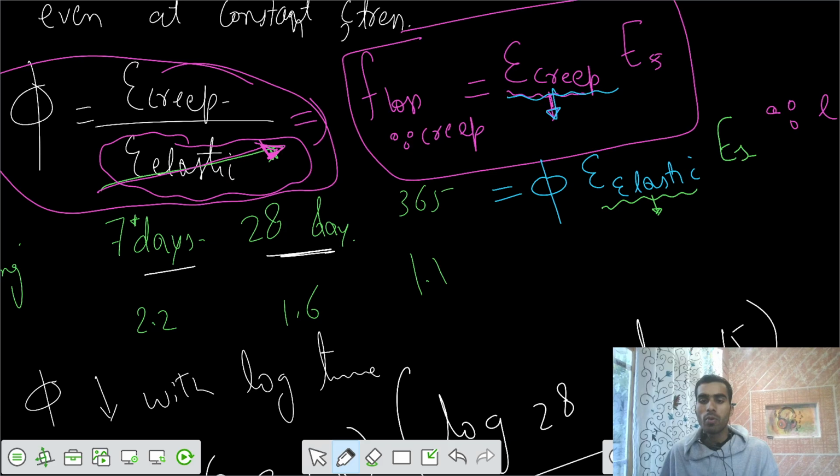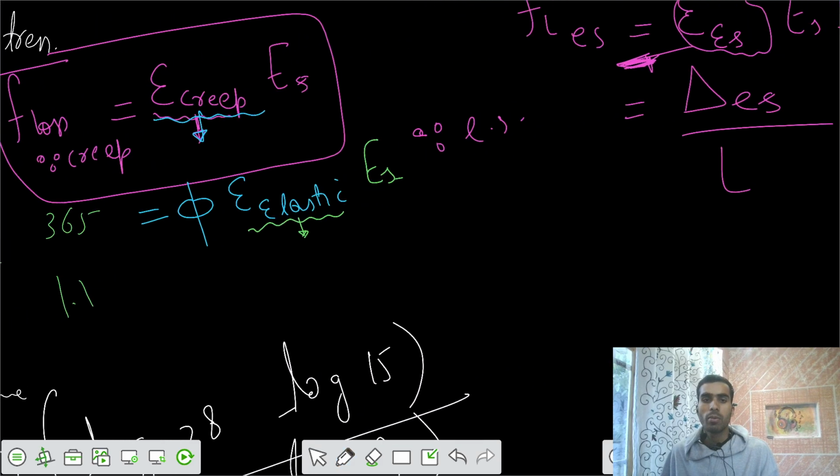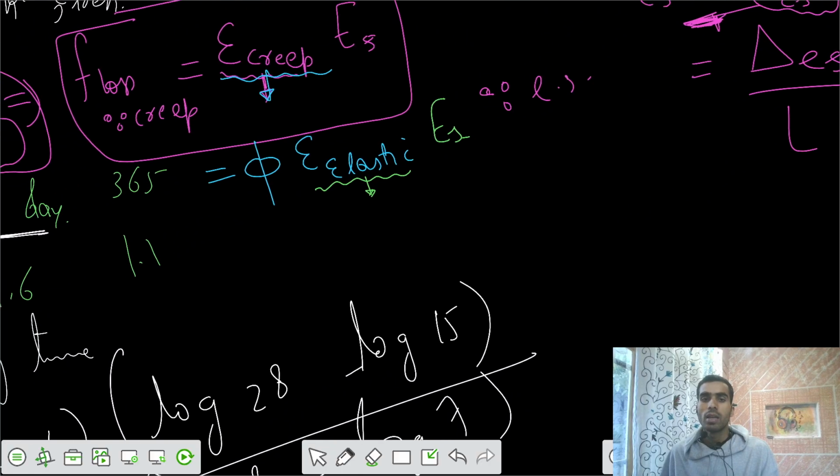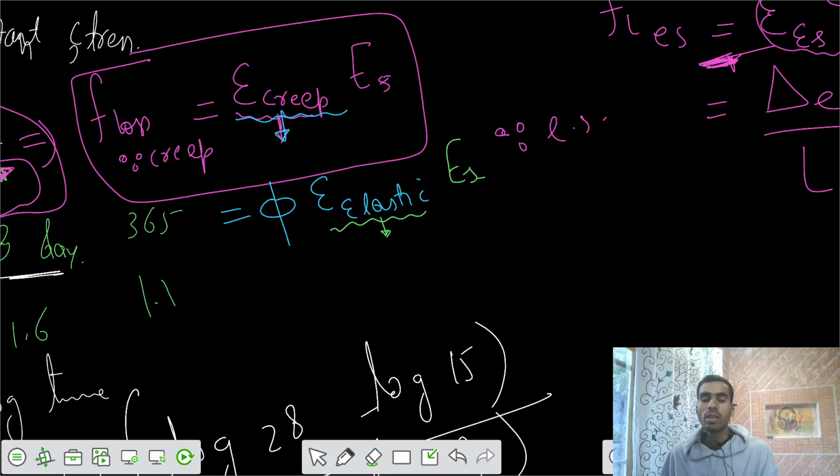Can you tell me what is this E elastic? So that's actually elastic strain, that is actually elastic deformation, elastic strain. This is because of elastic shortening of the concrete.